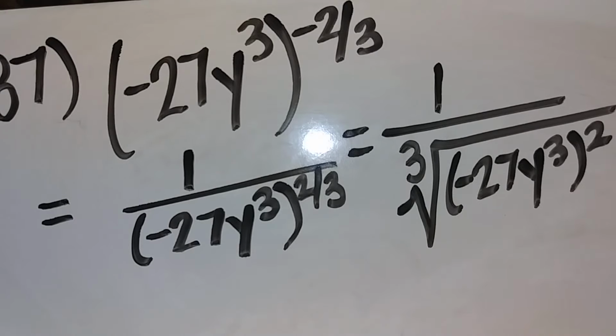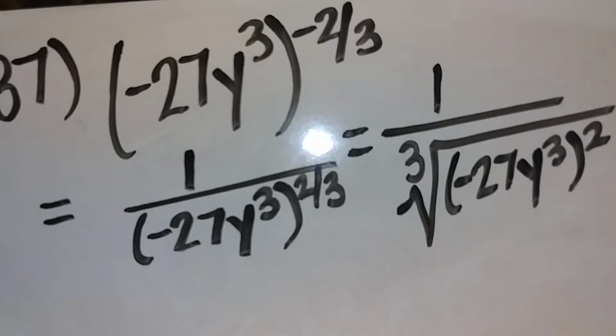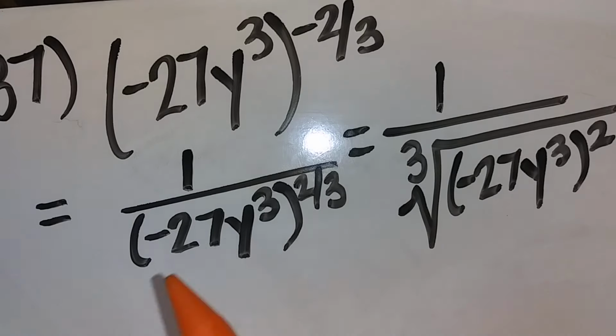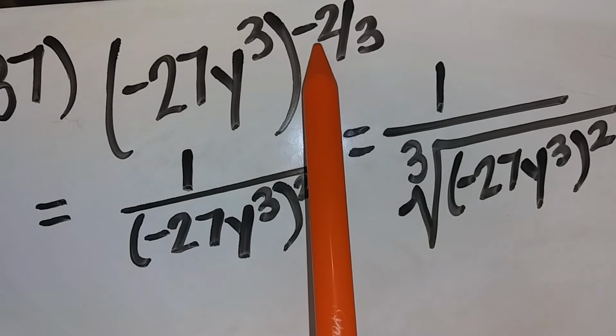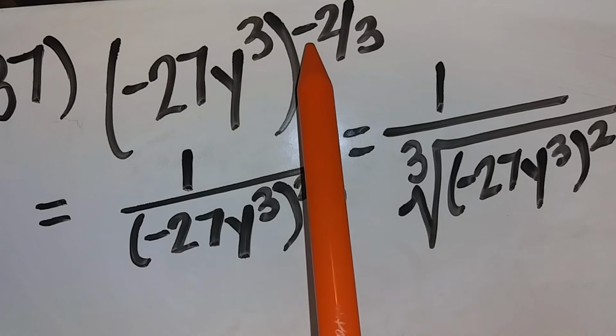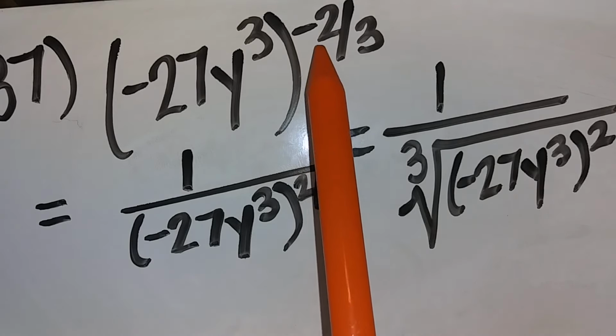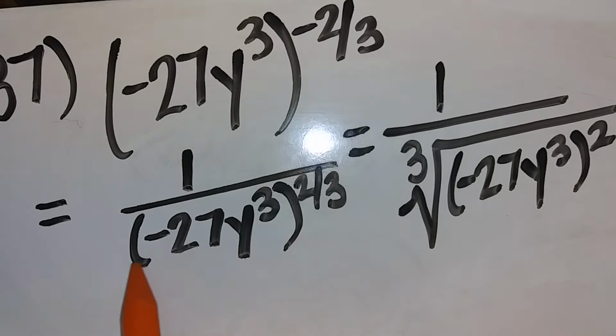Okay, before I move forward, let's review what I just did. So right here, my goal is to get rid of that negative exponent. So to get rid of a negative exponent, I have to move it to my denominator, or I'm just moving it across the fraction bar.